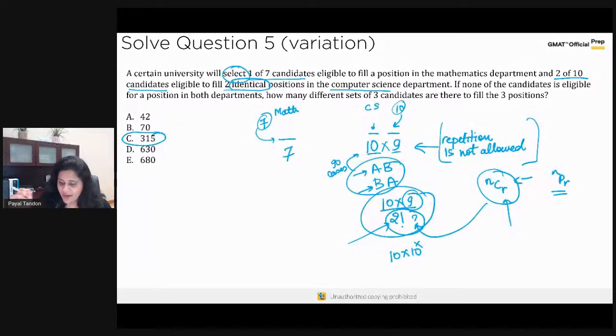Because students don't understand the logic behind these things, that is why they end up being confused about what formula to apply when. Does this make sense? Because this is the crux of how you can master permutations and combinations. If you understand this crux, everything is going to come straightforward to you. All right, is this point clear before I go forward with the next question?